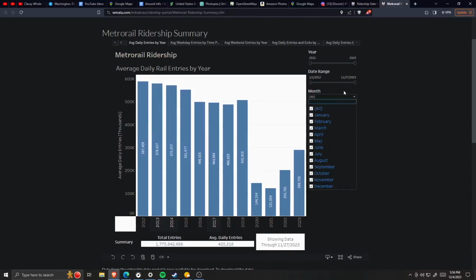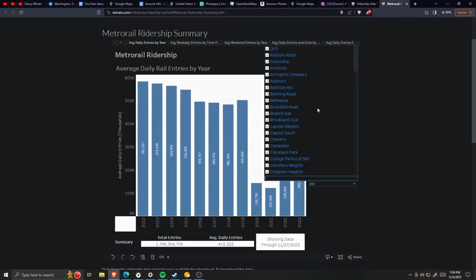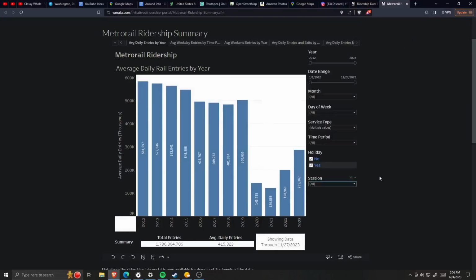So you can search by month, or search by 1 month or a certain combination of months. Same thing with days. You can also look at service type and time period. I don't really look at time period very often, but you can if you're just looking at peak, midday, etc. And you can choose if there's a holiday. If you choose this, it'll add holidays and it'll just lower everything a tiny bit because on holidays fewer people go places. You can also search by station, which is how I figure out the information for my least ridden videos. And we got all the stations on here, all 98 of them, 99, something like that.